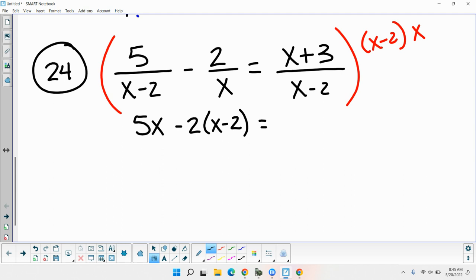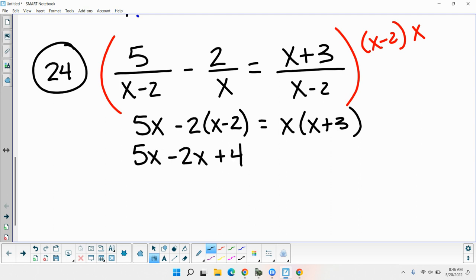When I multiply the third fraction, the x plus 3 over x minus 2 times my common denominator, what cancels? The x minus 2's, right? So then it's just x times x plus 3. So that's what our equation looks like now. So now I just simplify and combine like terms and see what happens. Okay, so I'm going to distribute by negative 2. And I'm going to distribute my x.